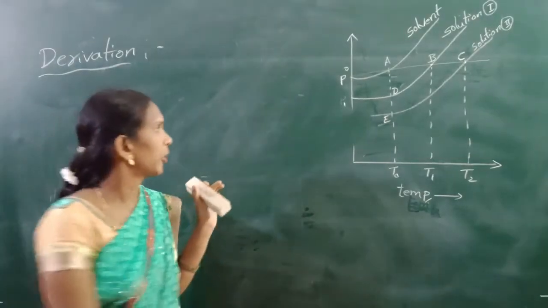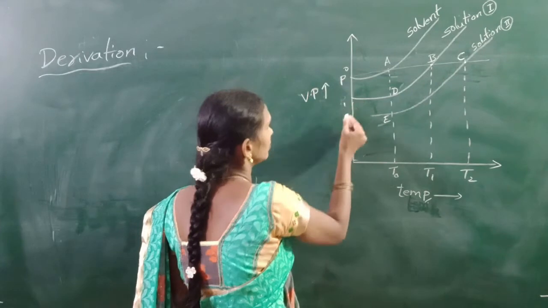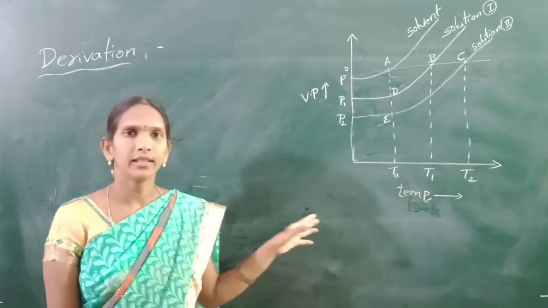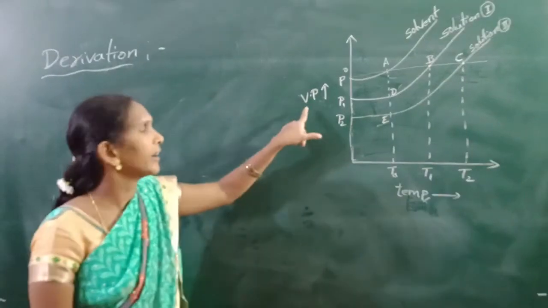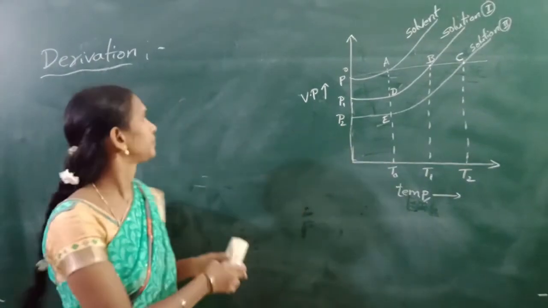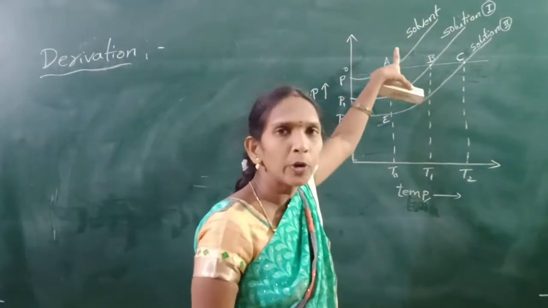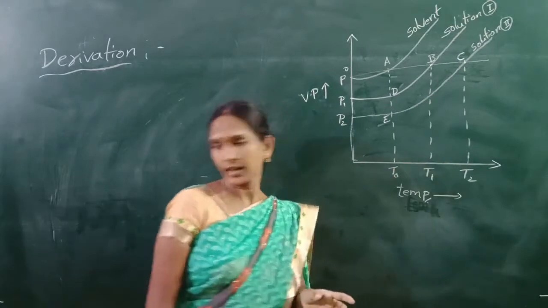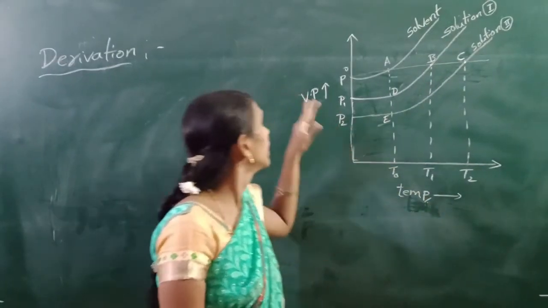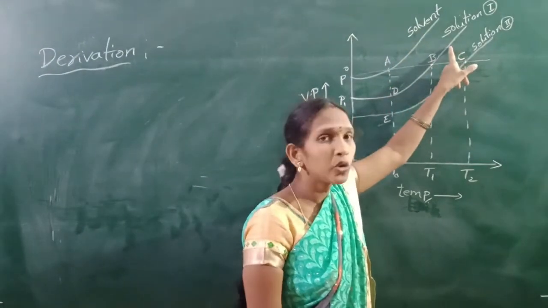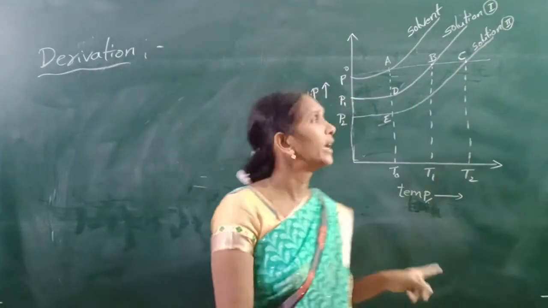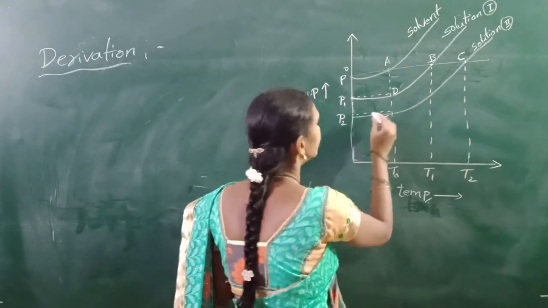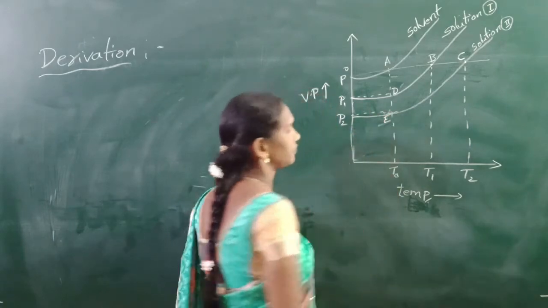Derivation of elevation in boiling point. Next, let us consider a graph between temperature and vapor pressure for a pure solvent and two solutions, solution 1 and solution 2, with different concentrations. Three curves are obtained.